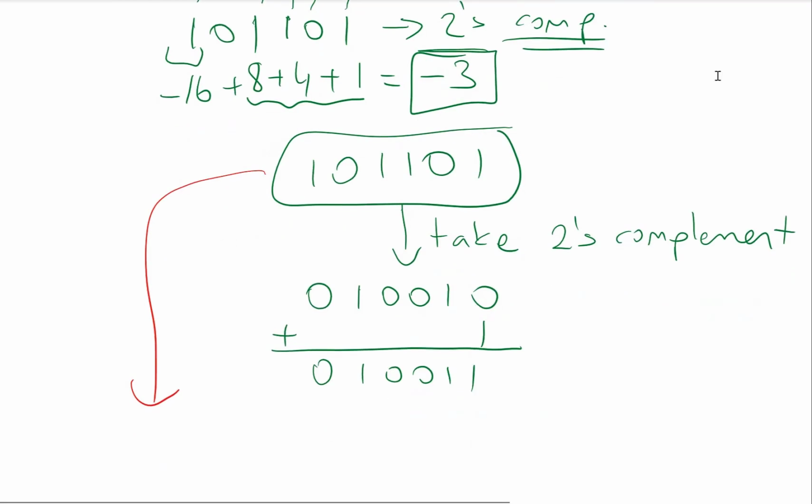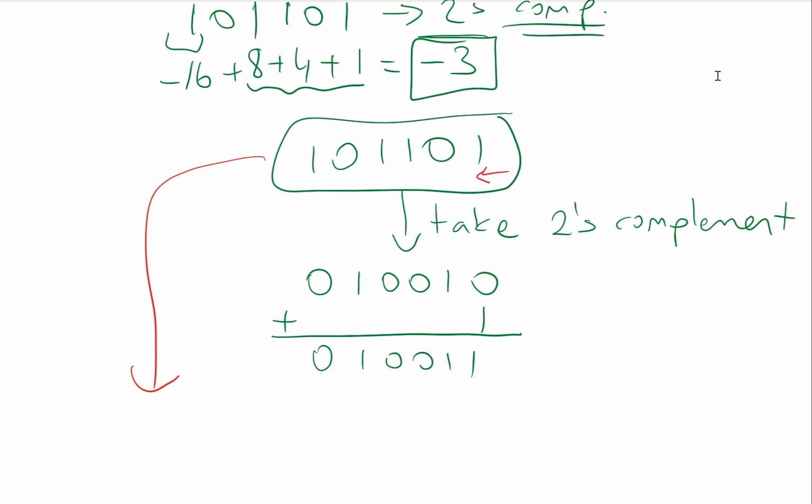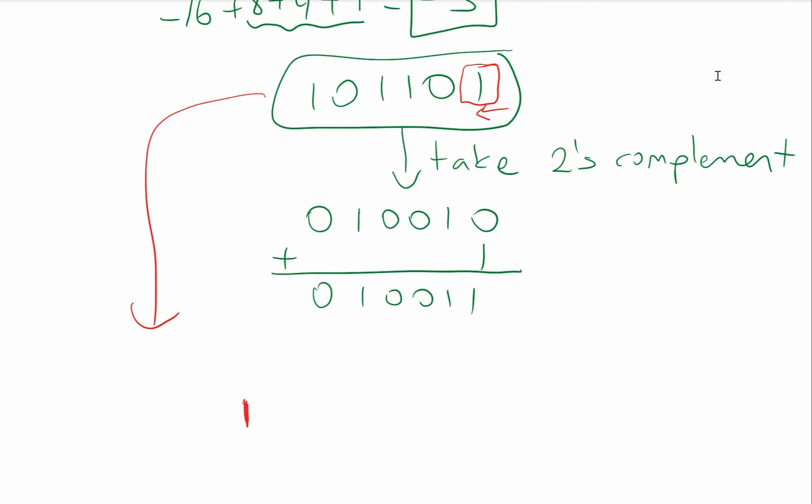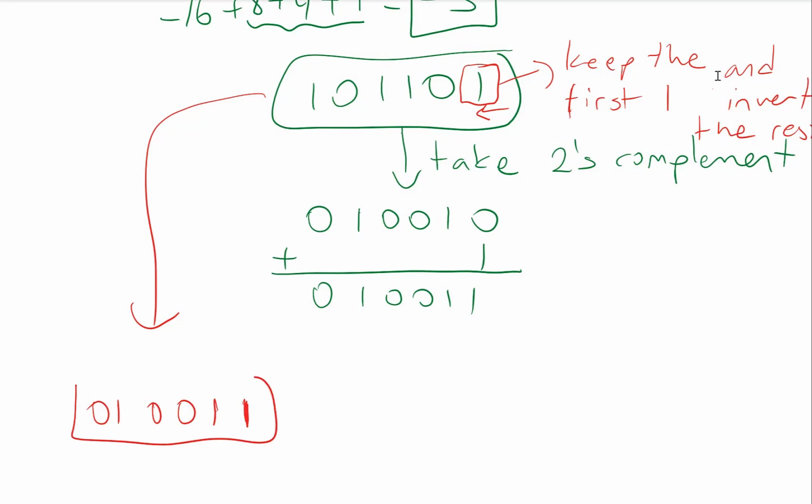In this case, we start from the right and go until we find the first one. So this is our first one. I keep the first one and then I invert the remaining. So keep the first one and invert the rest. Then the first one stays in the first bit position and I invert the remaining: 1 0 0 1 0. This is the faster, or shorter, way. As you see, both are equal. So this is a short way of taking a 2's complement. Sometimes it might be useful to you.